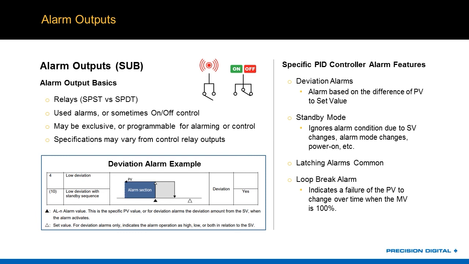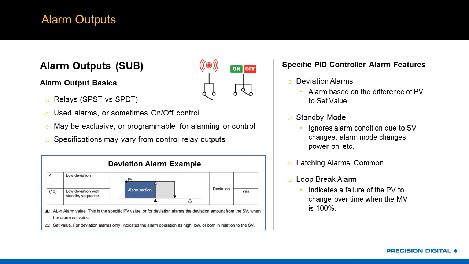It's also worth noting that alarm outputs on PID controllers have a special kind of alarm called a deviation alarm that you wouldn't find on, say, a panel meter. The deviation alarm is specifically designed to work off the difference between the set value and your process variable.